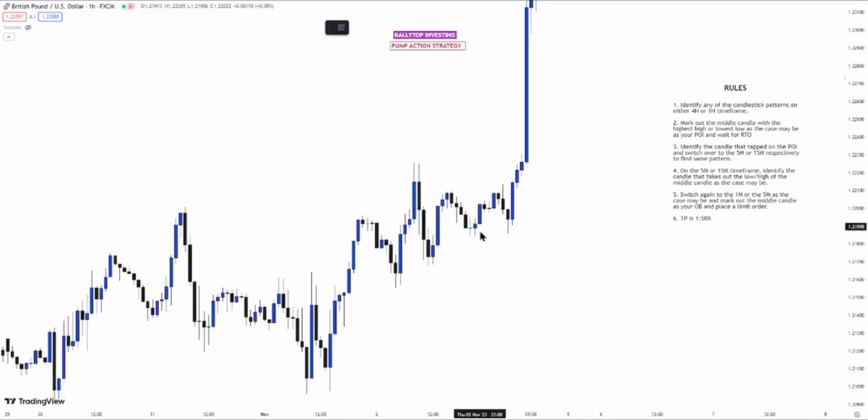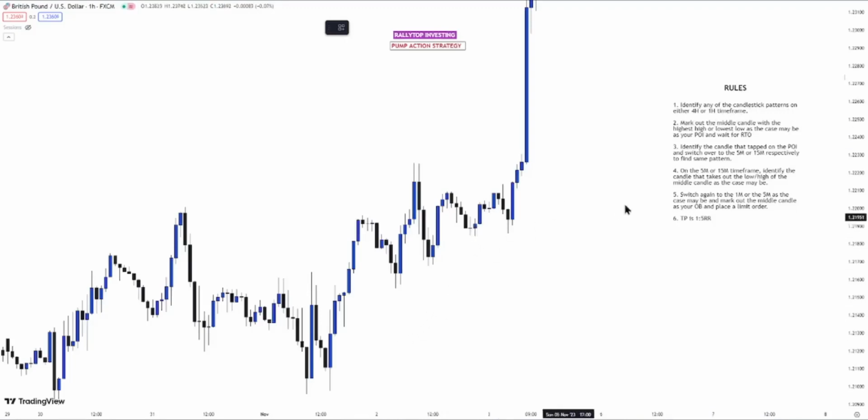All right. So look at this. This is a low. After this low, lower high, lower low. Can you see that? Low, lower high, lower low. And then after this lower low, we have a higher high. This is the pattern. This is 1 hour. I'm using 1 hour. It said identify any of the candlestick patterns on either 4H or 1H time frame. I'm using 1H. So I've identified that pattern here now.